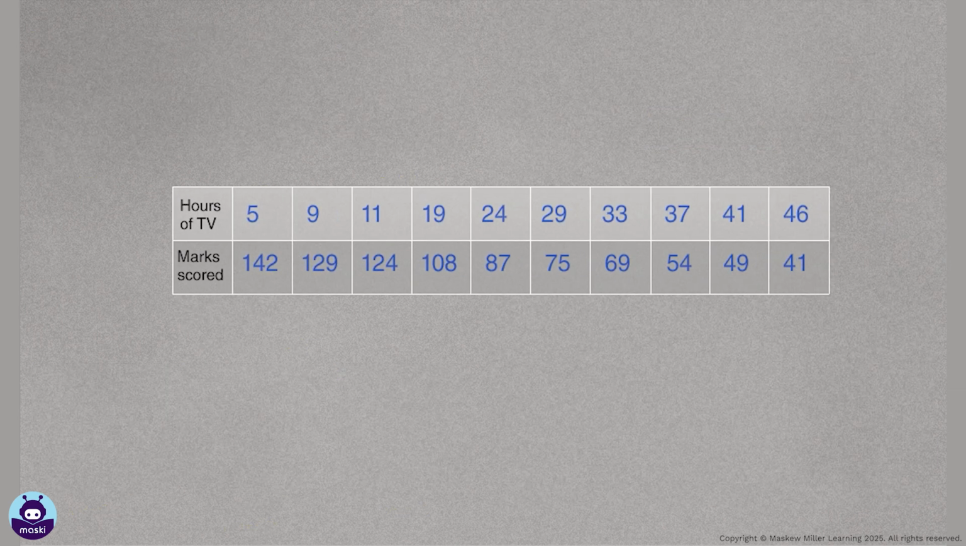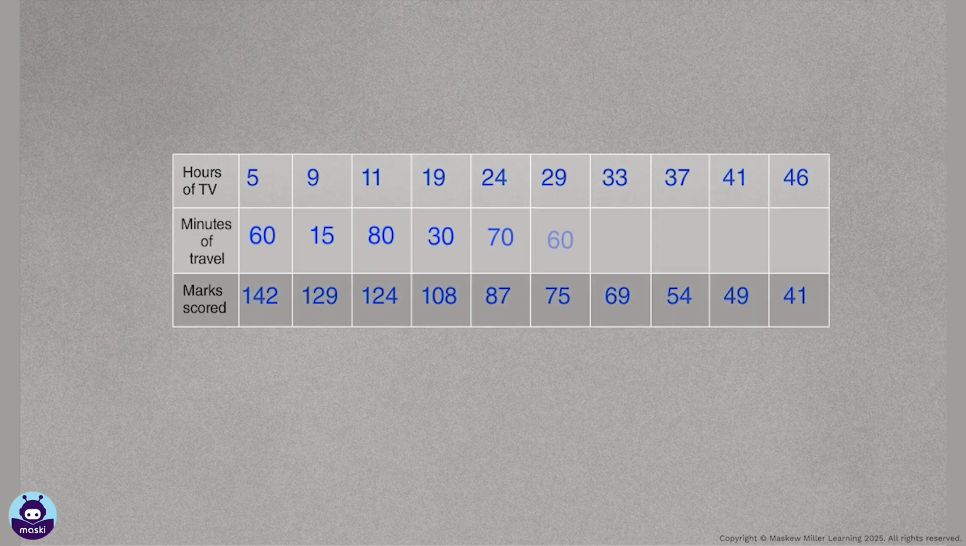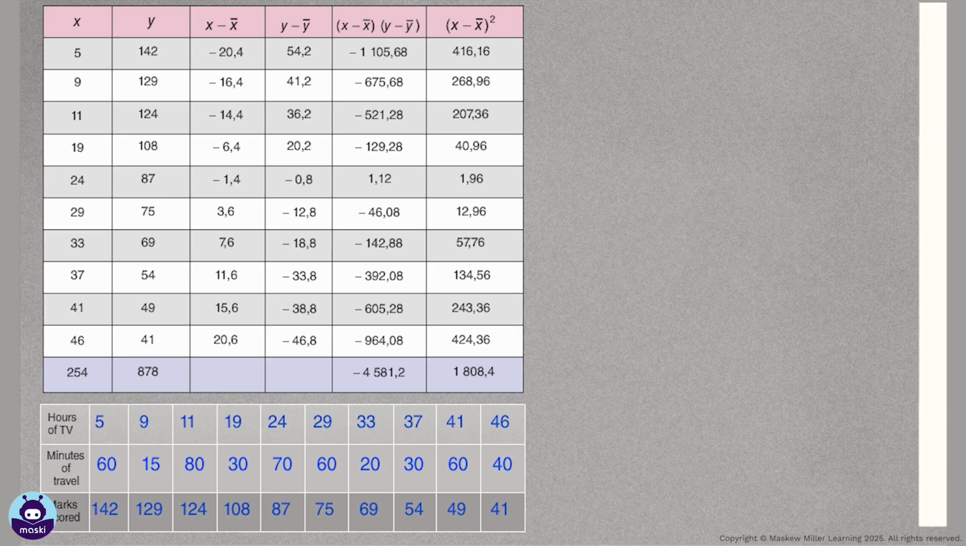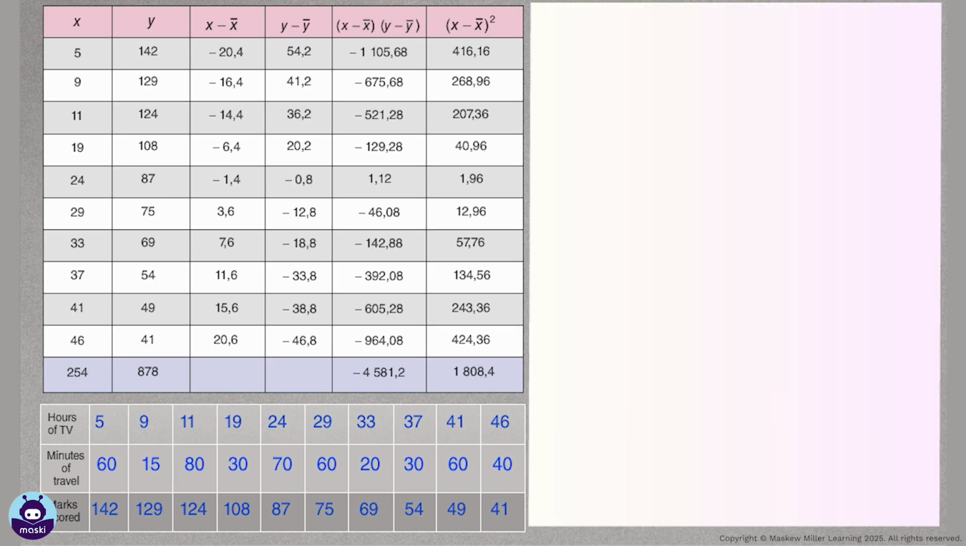Let us take our earlier example of marks in an exam and the number of hours of television watched on average per week. We add one more set of data for these learners, that is, the average daily time spent traveling to school in minutes. To understand the effect of hours of television watched in a week and the amount of time spent traveling to school daily on the marks scored, let us calculate the slope of the least squares regression line and the correlation coefficient for both sets of data.